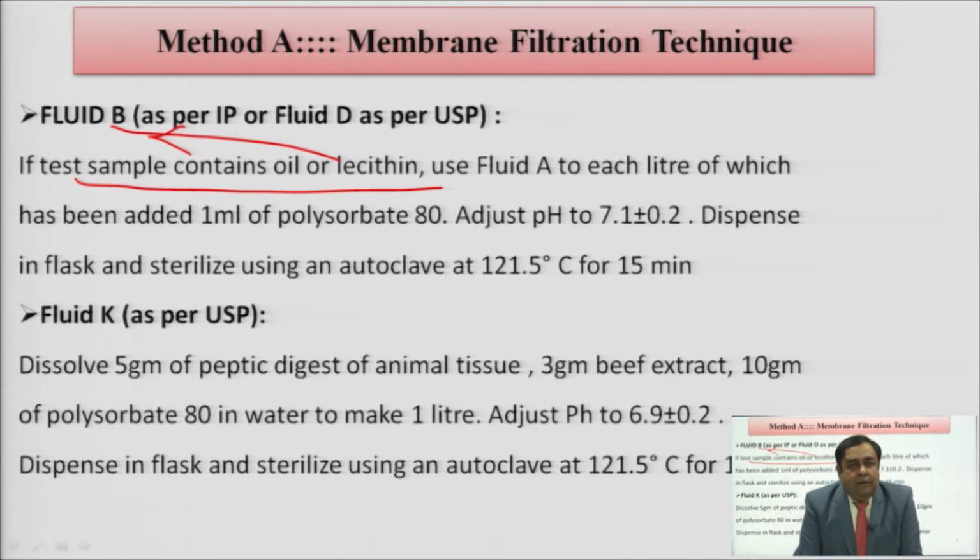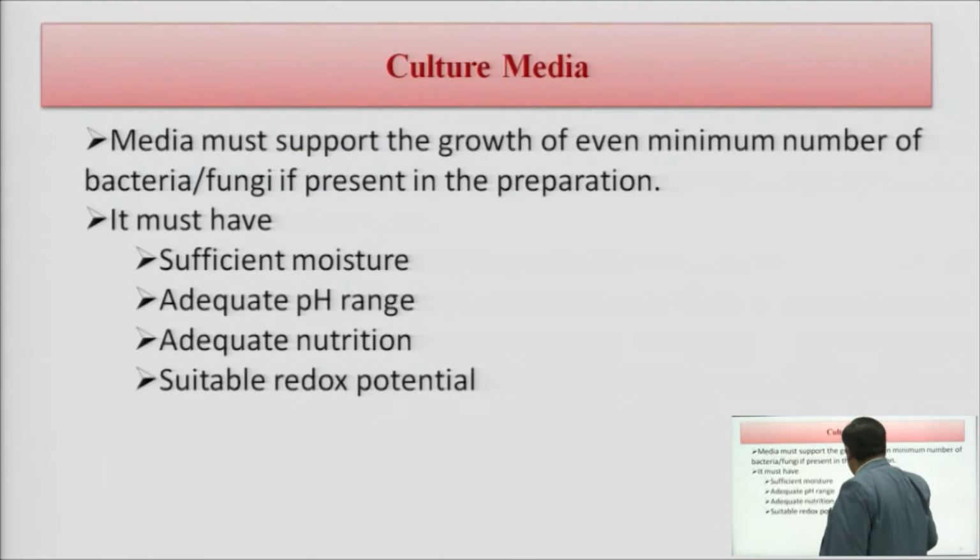USP, on the other hand, refers to what is called fluid K. The composition of fluid K is: dissolve 5 grams of peptic digest of animal tissue, 3 grams of beef extract, and 10 grams of polysorbate 80 in water to make a total volume of 1 liter. Again, pH to be adjusted to 6.9 plus or minus 0.2, dispense in a flask, and sterilize in an autoclave for a period of 15 minutes.